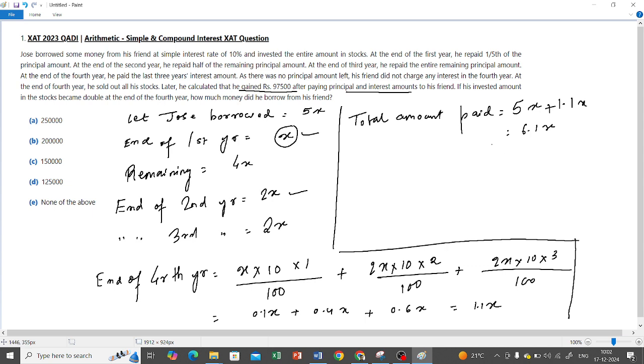Gain means he got something. If his invested amount in the stocks becomes double at the end of the fourth year, what did he invest? 5x, because this is what he borrowed and invested, so it became double, that means 10x. So if he sells the stocks he will get back 10x, and what he paid, 6.1x. That equals 97500.